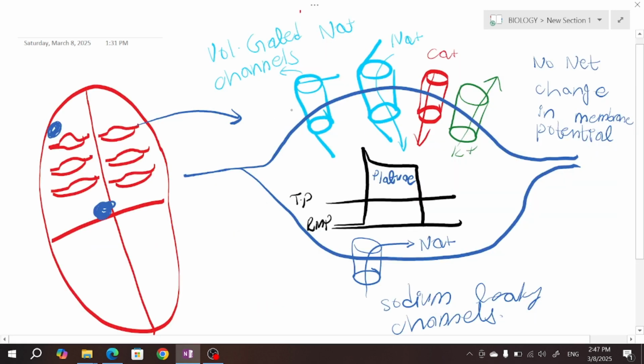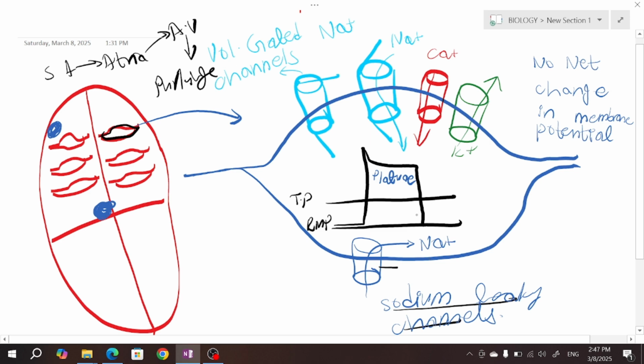Now we know that the action potential is first generated by the SA node, then spreads over the atria and goes towards the AV node, which is the only electrical window present at the junction of the atria and the ventricles, and from the AV node it goes towards the Purkinje fibers. Now suppose these are the atrial cells, and I have drawn one of the atrial cells here. These are the sodium leaky channels, these are the voltage gated sodium channels, these are the calcium channels, and this green one is a potassium channel.